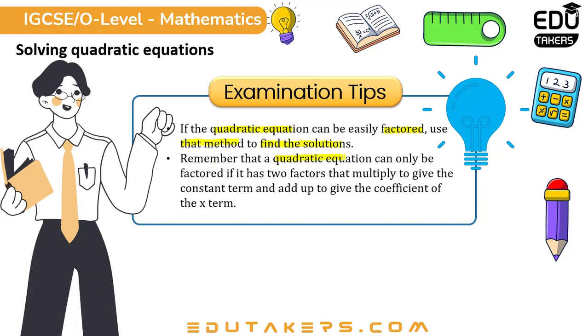Examination tips. If the quadratic equation can be easily factored, use that method to find the solutions. Remember that a quadratic equation can only be factored if it has two factors that multiply to give the constant term and add up to give the coefficient of the x term.